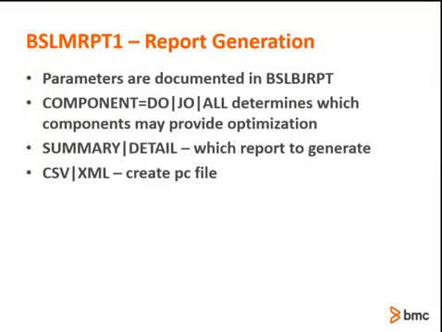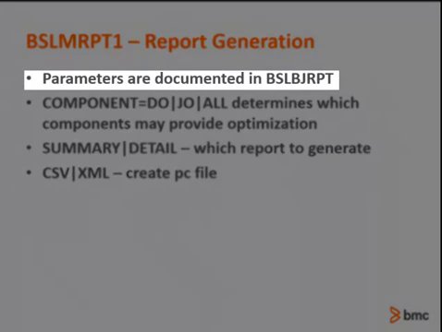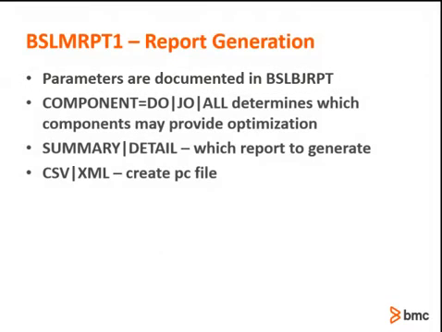The second phase of the candidate utility is the generation of reports and files that may be downloaded to a PC. The program, BZLM-RPT1, is responsible for this phase. Just like BZLM-RR-Run, its parameters are documented in the sample JCL member BZL-BJRPT. This phase may be executed many times, modifying the parameters to achieve the desired result, or to obtain multiple reports and files. Its input is the select file created by phase 1, BZLM-RR-Run. Thus, if you want to include additional jobs for consideration, you would need to run phase 1 again.